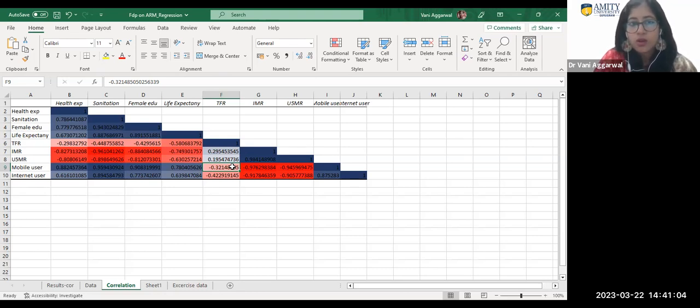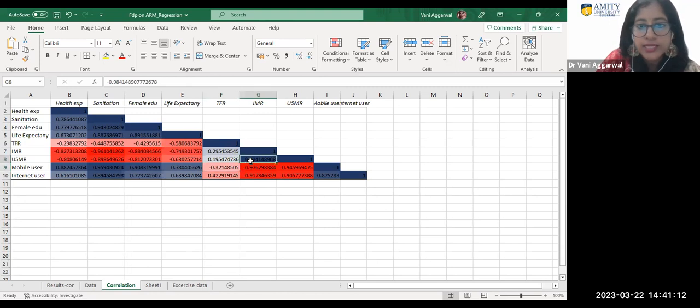Or you can identify variables that are highly correlated. So the darkest blue, for example, this one under 5 mortality rate and infant mortality rate, these are highly correlated. Then this one, sanitation facility and infant mortality rate, these are also highly correlated.